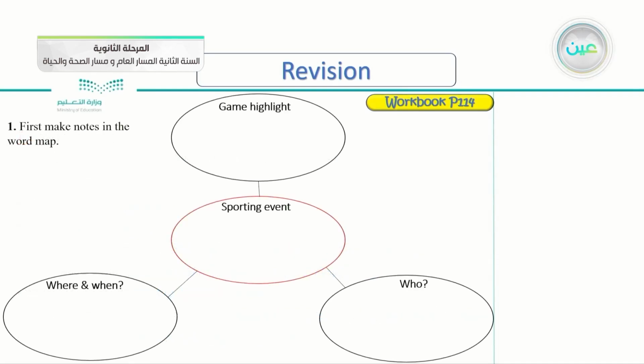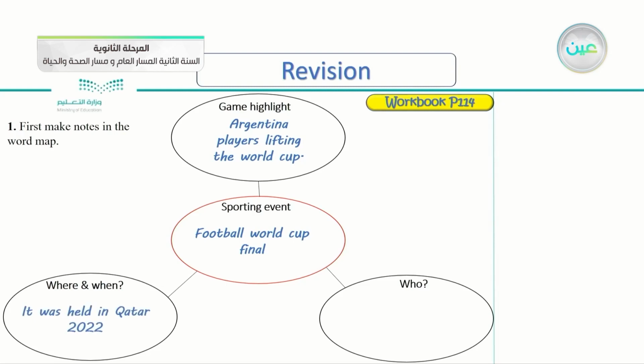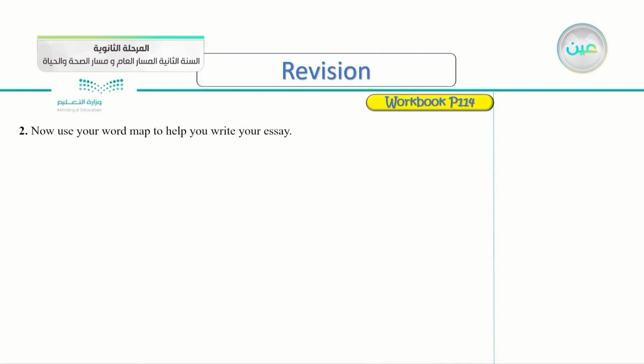So I made here, first make notes in the word map: sporting event, game highlight, who and where and when. So the sporting event is the Football World Cup final. Game highlight: Argentina players lifting the World Cup. Where and when? It was held in Qatar, 2022. The location is Qatar, and when is 2022. Who? Between France and Argentina.